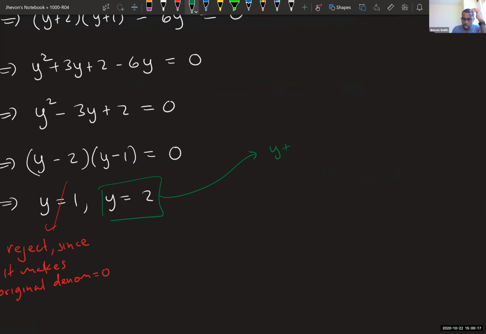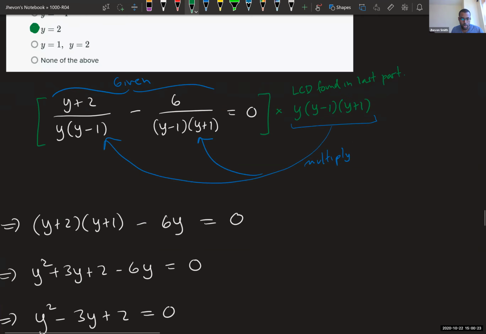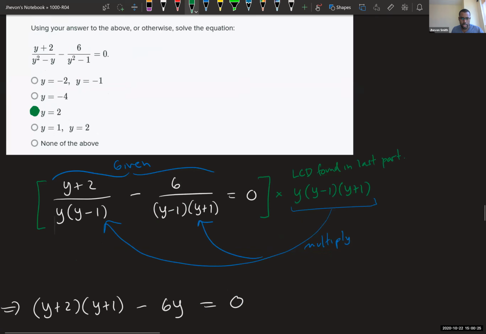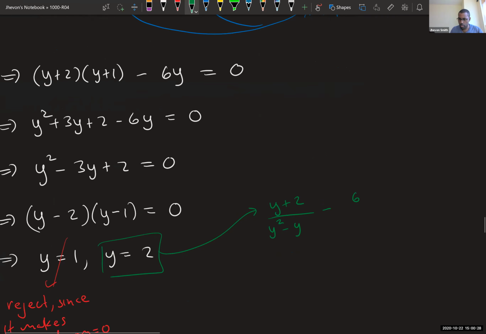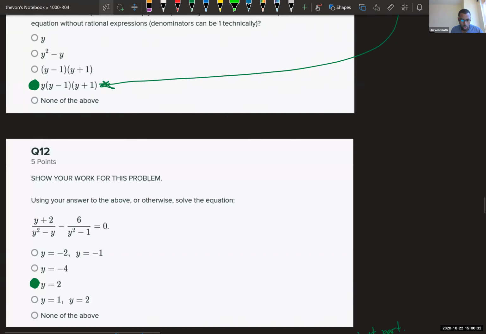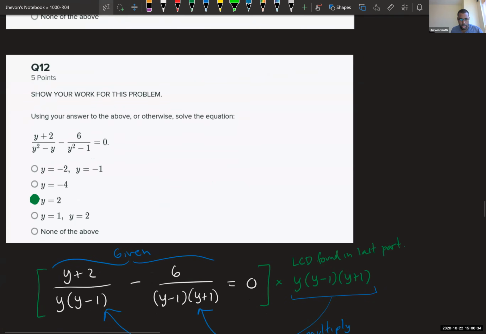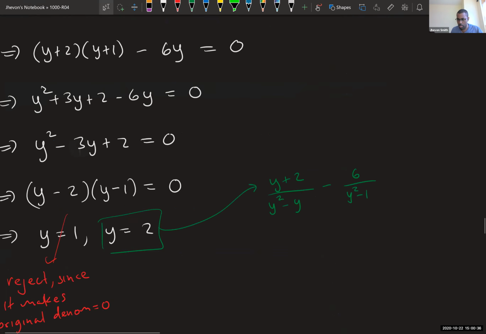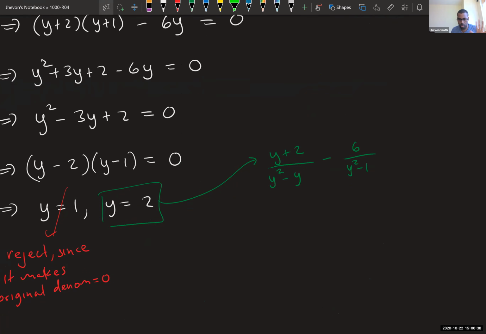Y plus 2 over y squared minus y. Let's be good and check. Let's not just assume that it works out. It's 6 over y squared minus 1. Y plus 2, y squared minus y minus 6 over y squared minus 1. That seems to be fine.